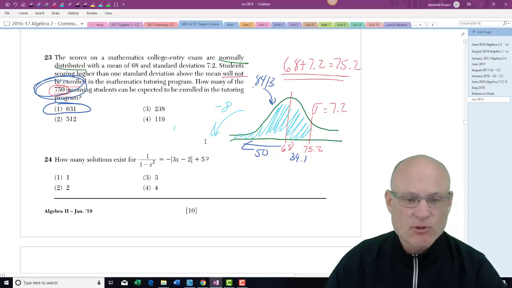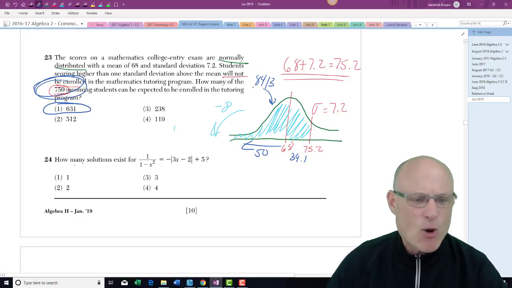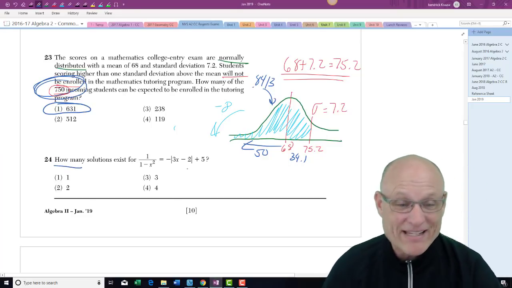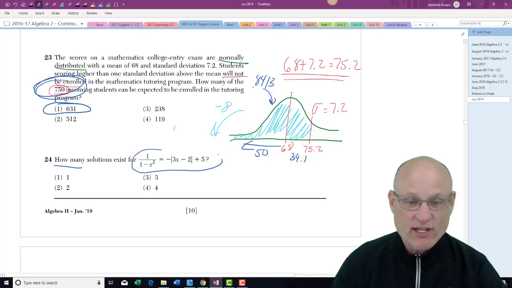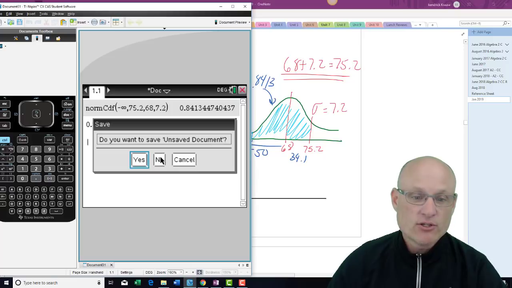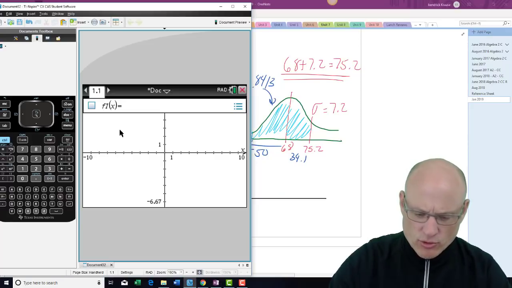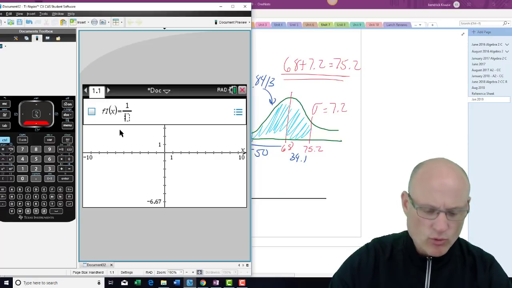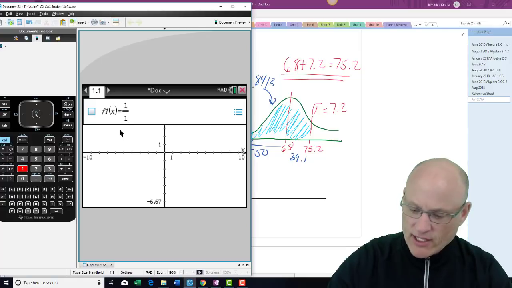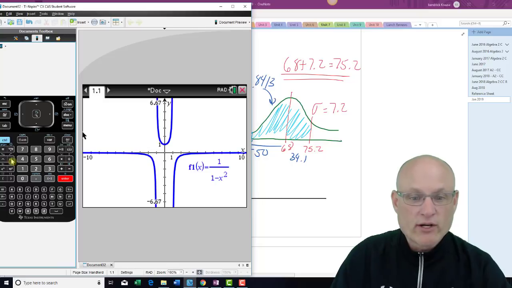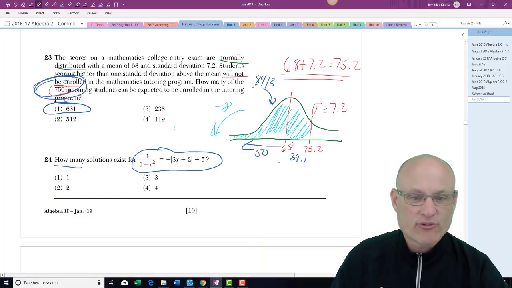And then this last one we got to do. This one's a little bit tricky. The only thing they want to know is how many solutions, not what the solutions are, how many solutions. So what we got to do is just set these two things equal to each other in the graphing world. So red X, don't save. Go into the graphing world. We go control division, 1 over 1 minus x squared. Press enter. We get some weird looking rational function.